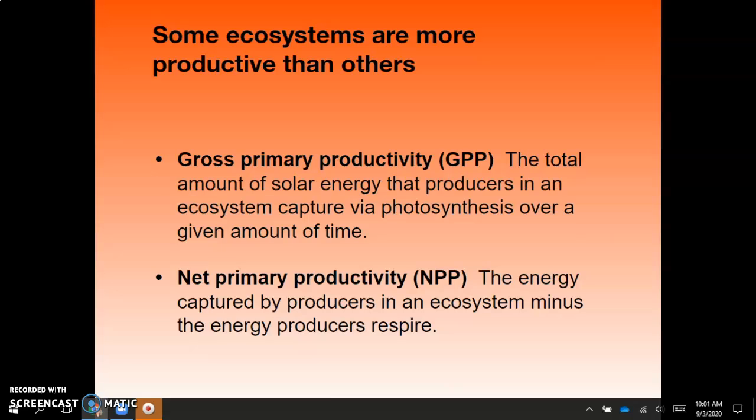The net primary productivity, or the NPP, is the energy captured by producers in an ecosystem minus the energy producers respire. So basically, NPP is your GPP minus respiration. And you guys are going to have to calculate that today in your virtual lab.